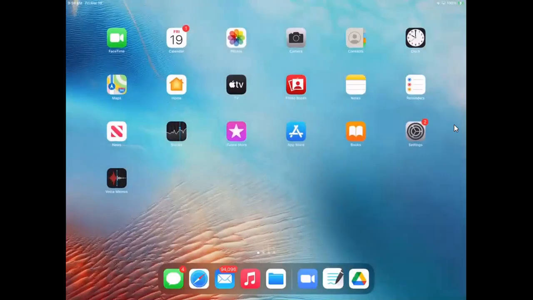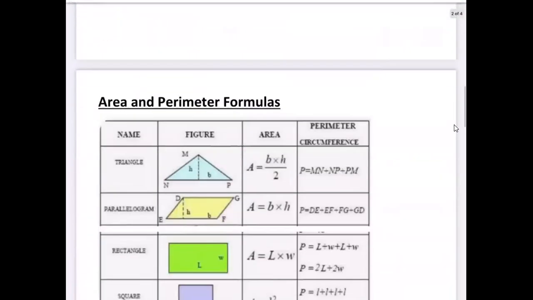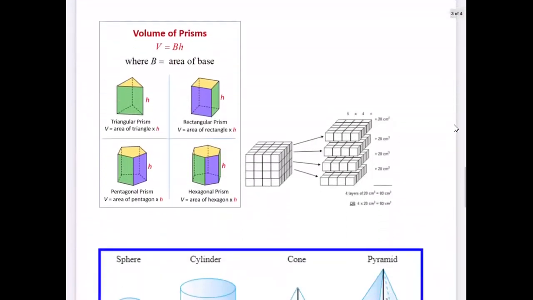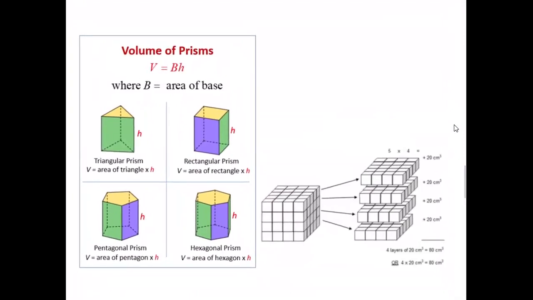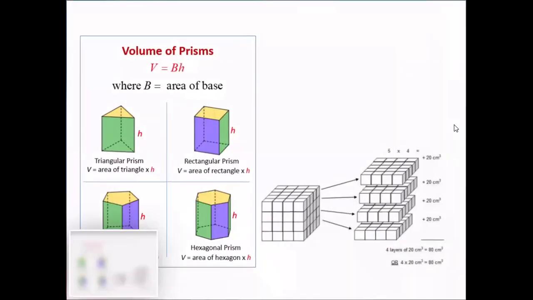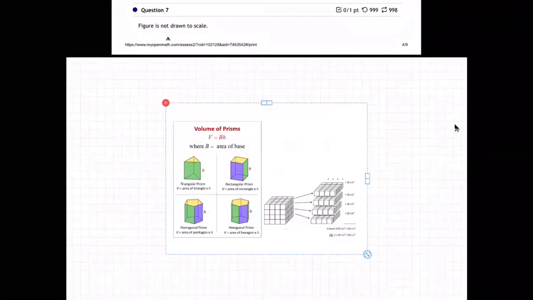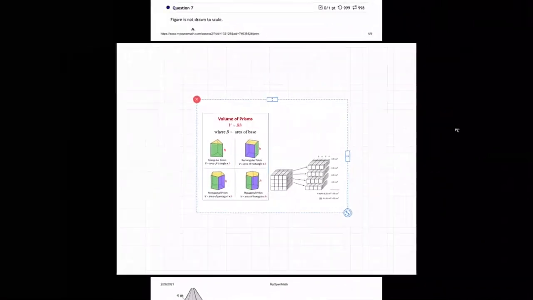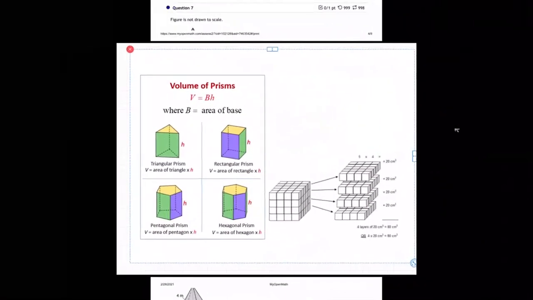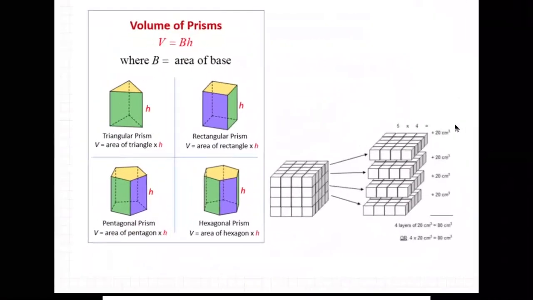Well, if we go to the notes, let me see if I can get that for you. There it is, right there. So there's the volume of a prism. Let me pop that in here for us. There it is. Okay, so to find the volume of a prism, you gotta take the area of the base times the height. B is the area of the base times the height.